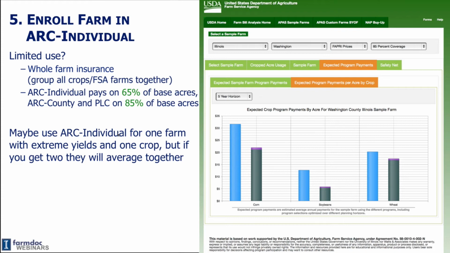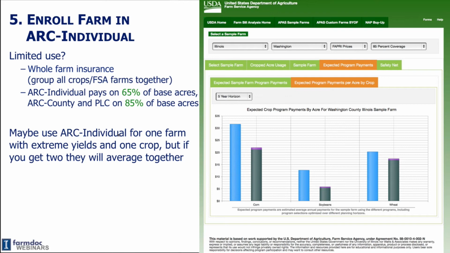And the other thing that we would stress that you remember is that they add up all the ARC individual farms together. So each of your FSA farms do not stand alone. They come together and are aggregated if they are in ARC individual.